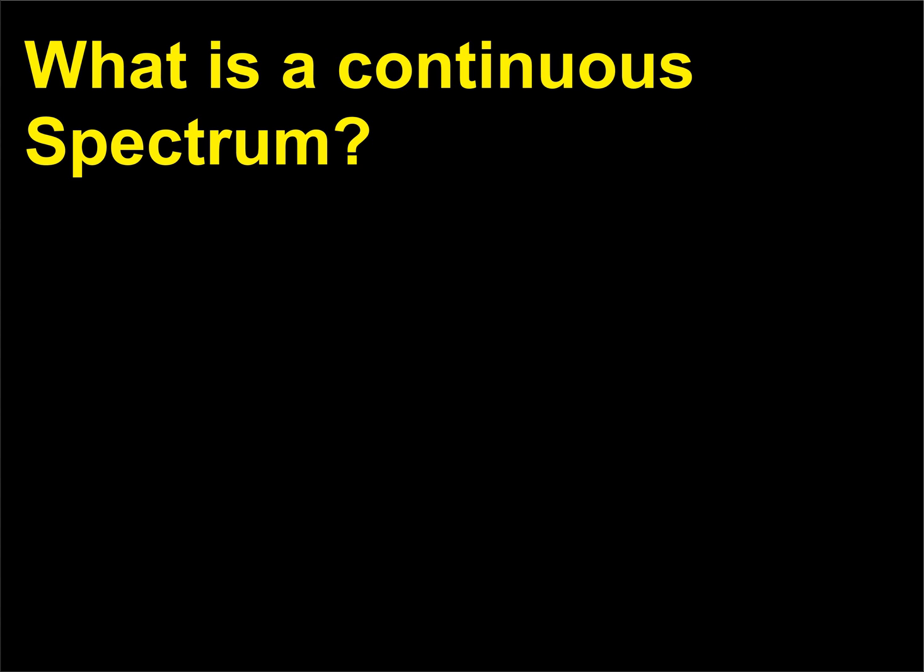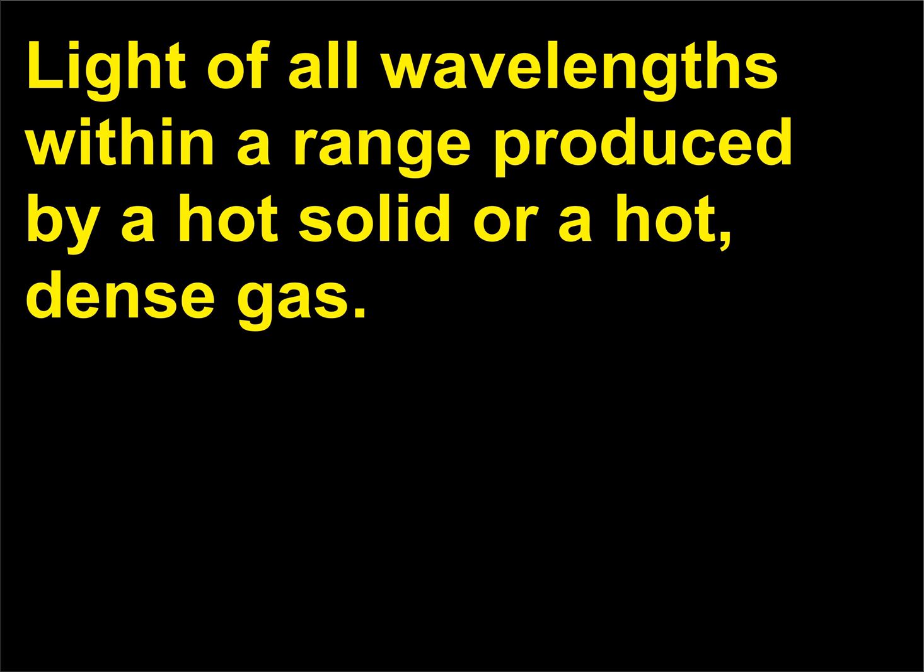What is a continuous spectrum? Light of all wavelengths within a range produced by a hot solid or a hot, dense gas.